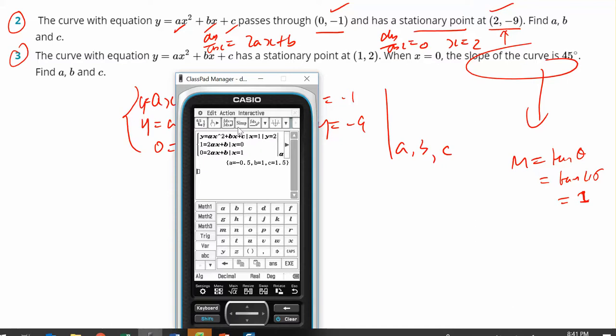So the only difference between question 2 and question 3 is that question 2 gives you another point you can sub into the original. So (0, 1) and (2, -9) you can sub into the original, and then 1 point you can sub into the derivative: when dy/dx equals 0, x equals 2. Whereas question 3 has 1 point you can sub into the original, and 2 pieces of information for the derivative. You know that when x equals 1, because it's a stationary point, the derivative equals 0. And then when x equals 0, the gradient, or the derivative, equals 1. So hopefully that helps.